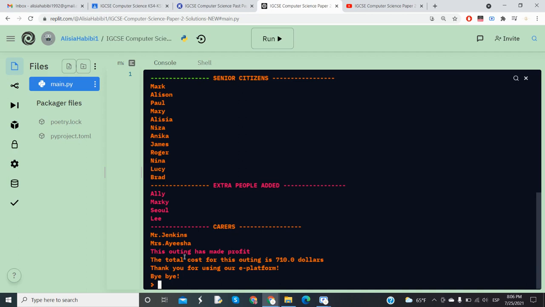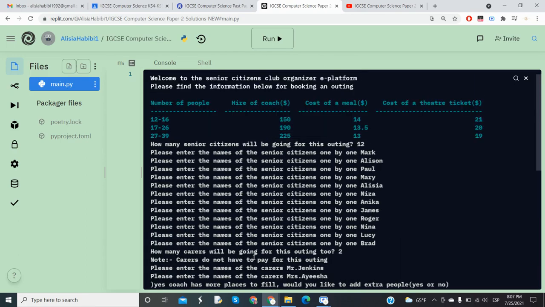And then finally, it's showing me that the outing has made a profit because of these extra people going. Of course, they also have to pay, which adds to the cost. And then it tells me the total cost of this outing, which is $710. And then it finally says thank you, and it ends the program. So this is pretty much how the program would run.